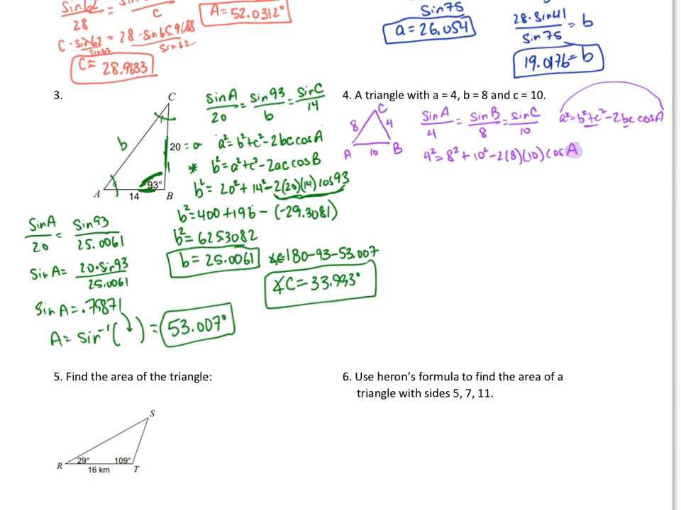So let's go ahead and see what we can do. On this, we'll get 16 equals 64 plus 100 minus, remember, all this is multiplication, so it's all attached. So 2 times 8 is 16 times 10 is 160 times the cosine of A. So at this point, just be careful. You could say 116 equals 164 minus 160 cosine A, but you cannot combine these right now because the 160 is being multiplied by the cosine of A.